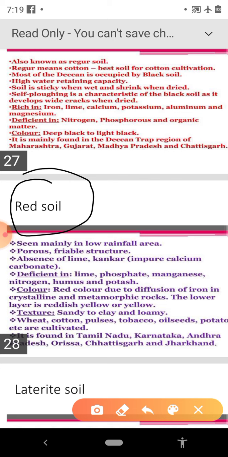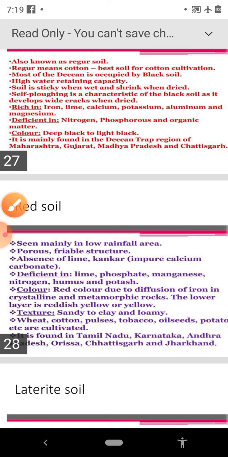This soil is deficient in phosphoric acid, organic matter, and nitrogenous material, but is fairly rich in potash. However, crops are cultivated with the use of fertilizers. The important crops which are cultivated are cotton, wheat, rice, pulses, millets, tobacco, etc. As I told you earlier, all these crops can be produced by using fertilizers and irrigation facilities.